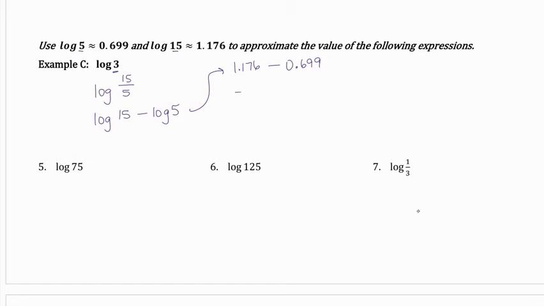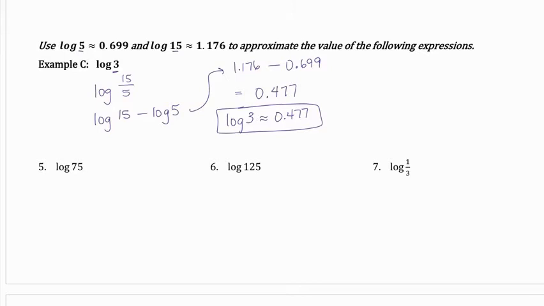And then if I do that subtraction, I get 0.477. So that is the approximate value of log 3. Actually, I'll write that out here so you see it. So log 3 is approximately 0.477.